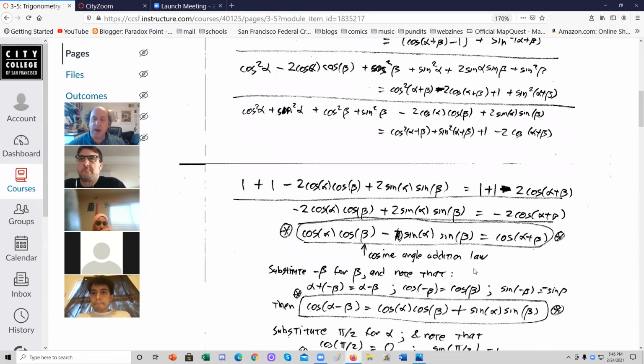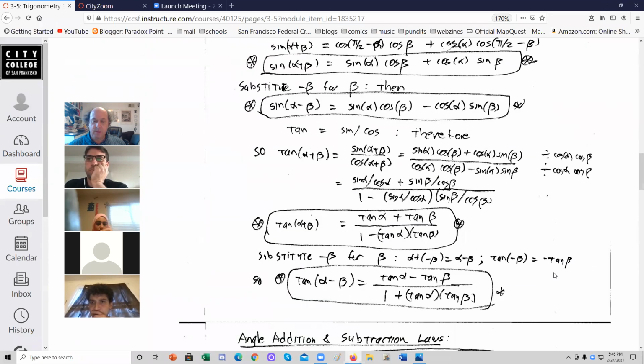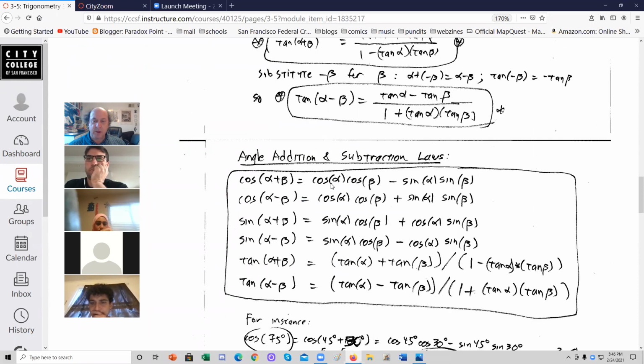We could also do a cosine angle subtraction law by replacing beta by negative beta throughout. So this will become cosine of alpha minus beta. Cosine of negative beta is just cos beta, so you get cos alpha cos beta from here. Sine of negative beta, the negative comes out and cancels this to a plus. So you get cosine of alpha minus beta equals cos alpha cos beta plus sine alpha sine beta. All right, now we'll put that down here. Cosine of a sum is cosine cosine minus sine sine. Cosine of a difference is cosine cosine plus sine sine.